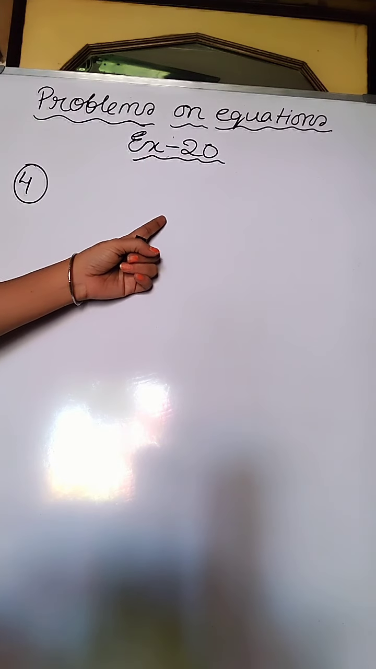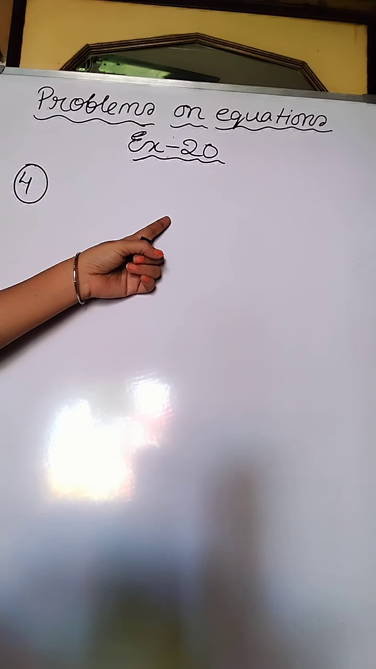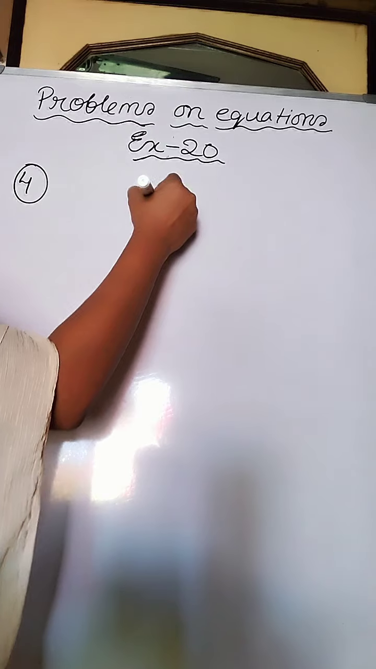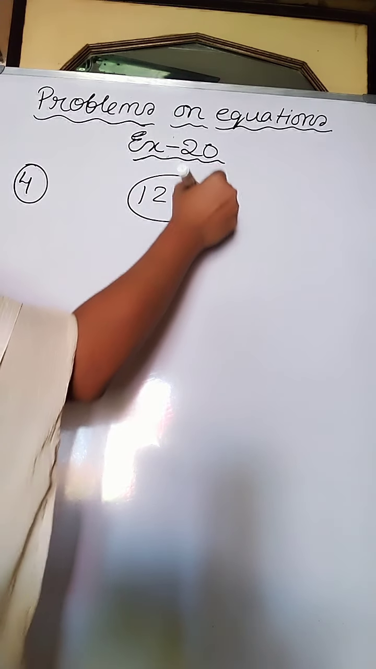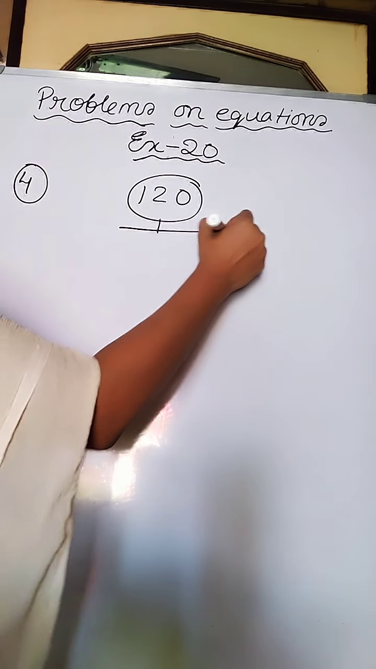So the first sum that I am going to solve is sum number 4 from exercise 20, as I have written on the board, you can see. It is given: divide 120 into 2 equal parts in such a way that the greater part is twice the smaller part. This number 120 will be divided into 2 parts.